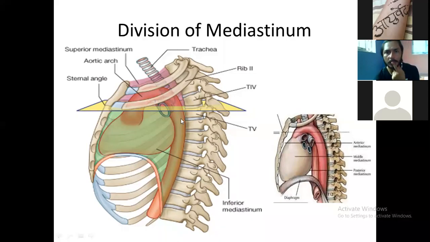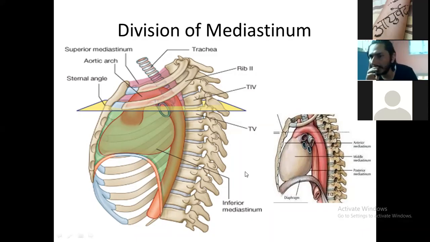Any confusion? Yes, sir. Okay. So ascending aorta is the content of middle mediastinum. Arch of aorta is the content of superior mediastinum. Descending aorta is the content of posterior mediastinum. Okay now. Okay, sir.